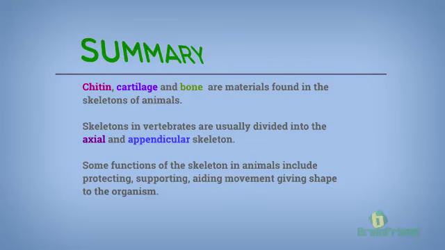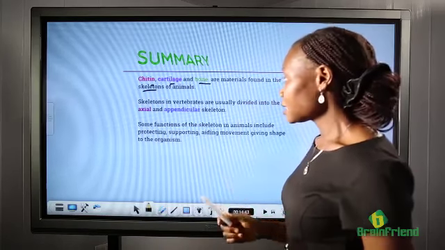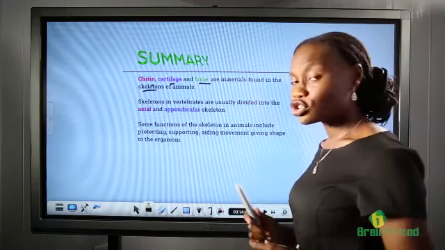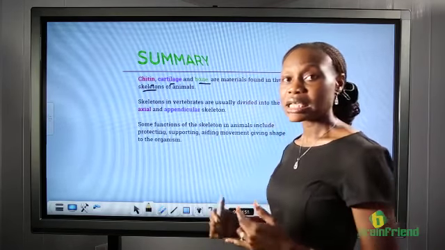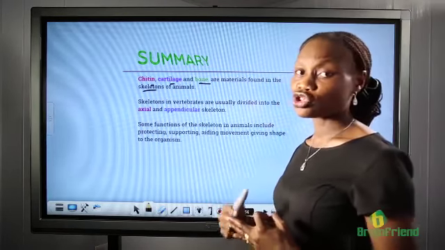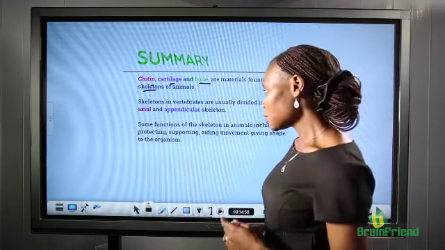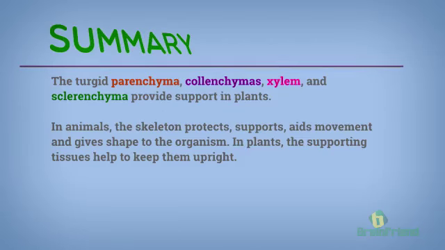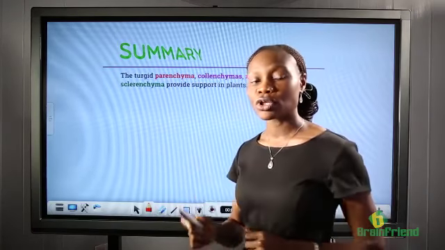In summary, the chitin, the cartilages, the bones are all materials found in the skeletons of animals. The skeleton can be divided into the axial skeleton and the appendicular skeleton. Some functions of skeletons include: it aids movement, it serves as a site for the storage of minerals, it also serves as a site for the production of red blood cells, it gives shape, it protects, it supports, etc. The turgid parenchyma, the collenchyma, the xylem, and the sclerenchyma, they all function to give support to plants.